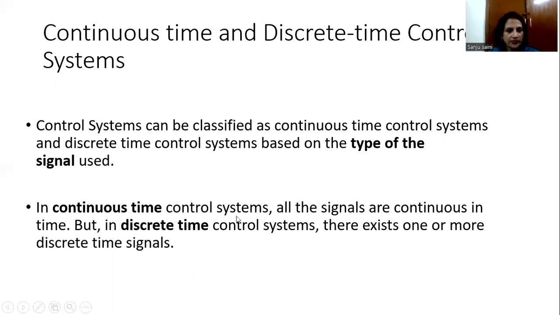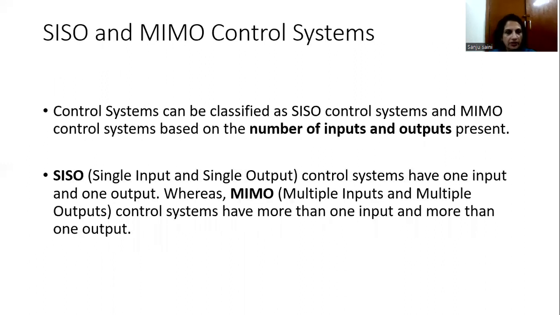So in continuous time control system, all the signals are continuous in time, but in discrete time control system, there exist one or more discrete time signals, because we are using the digital computer. So obviously at one or more stage, the signal will be discrete or digital. If we are having discrete signal used at at least one stage of the control system, then it will be called a discrete or digital type of the control system.